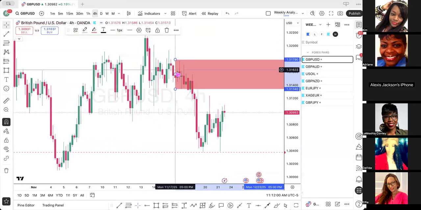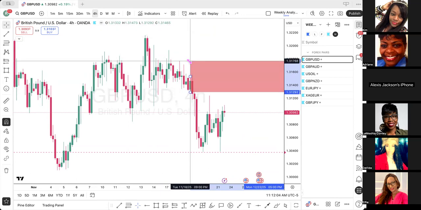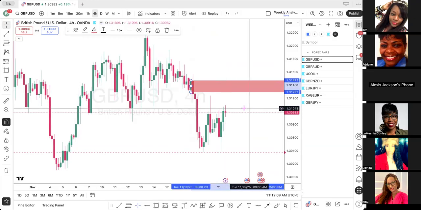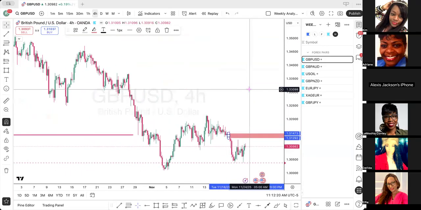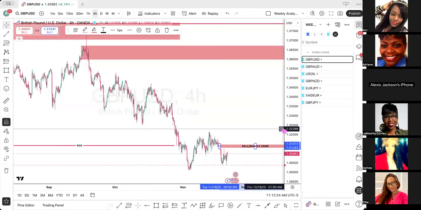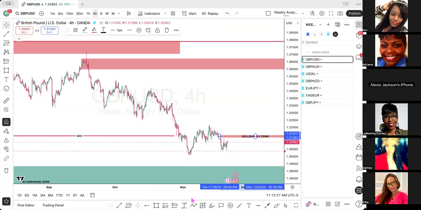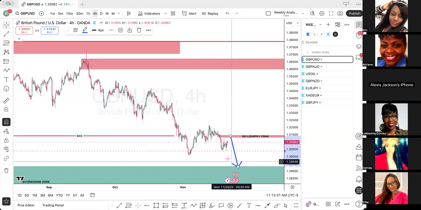And let's go to the 4 hour, see what's going on. There's a little supply zone here. Okay, so I would be looking for price to buy up into the zone and then start selling if it's going to buy up. But I would be looking for the sell, and then sell down into this zone here.